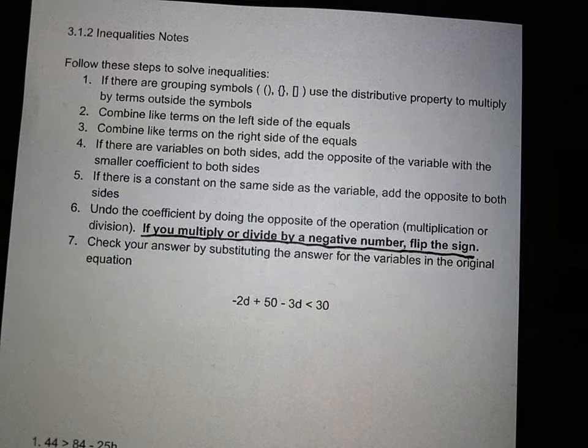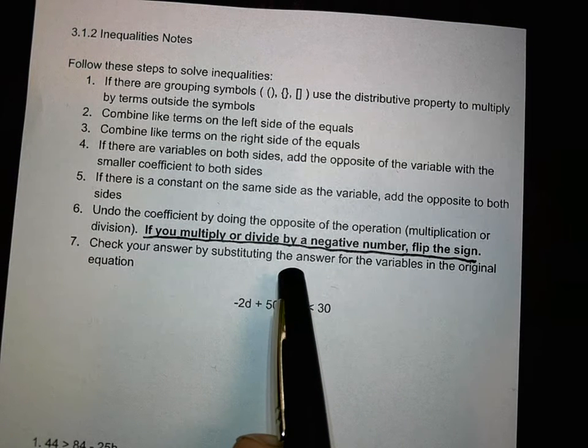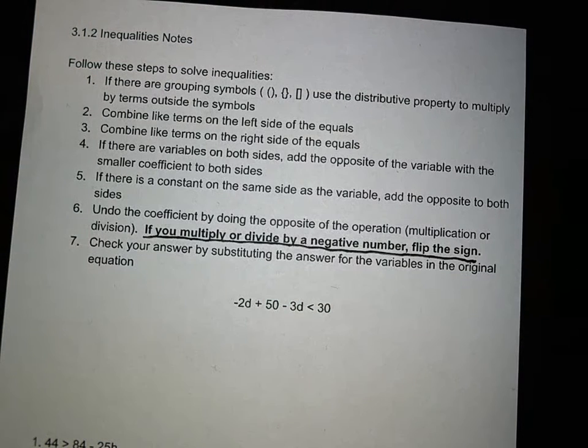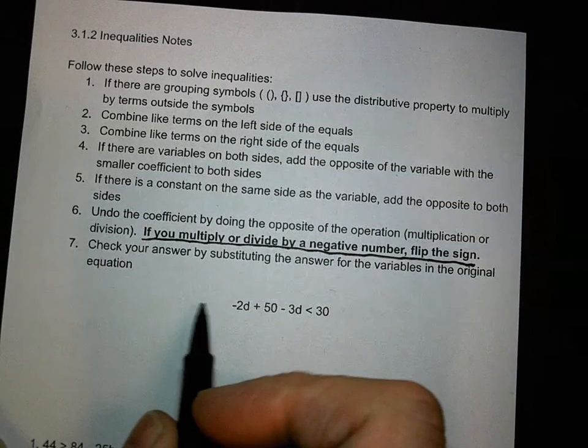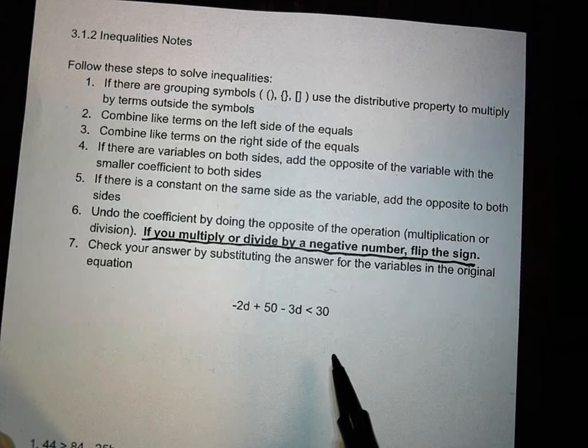So the only thing different, we will do every step exactly the same. The only thing different is when we get to a negative and we divide or multiply by a negative, not add or subtract, we divide or multiply, then we flip the sign. The sign is the greater than or less than sign. So let's look at this first problem here. And by the way, you'll notice that I manipulated this problem to force us to do something naughty.